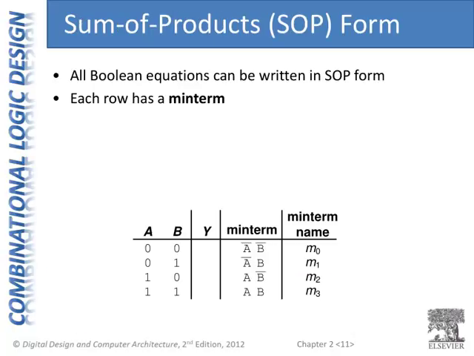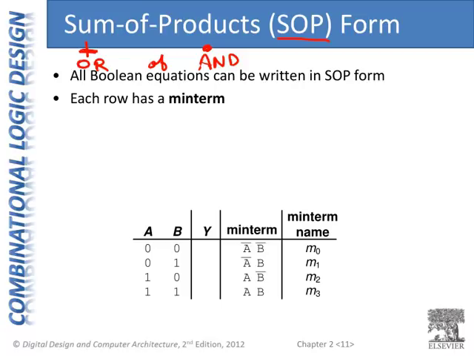Okay, so now let's use these definitions to talk about how, in general, we can write an equation for any function using either sum of products form or product of sums form. Let's first talk about sum of products or SOP form. So this form is going to be a sum, an OR, of product terms, of AND terms. So an OR of AND terms. Okay, so any Boolean equation can be written in sum of products form. So let's see how we do this.